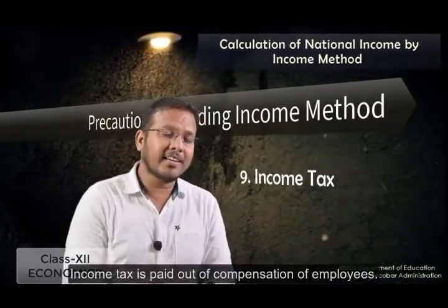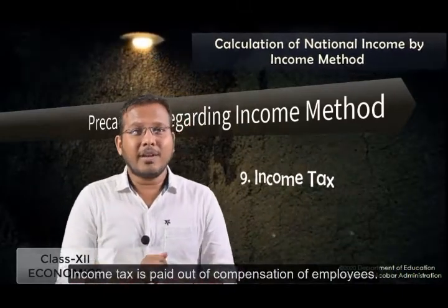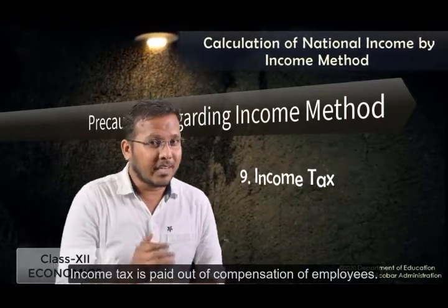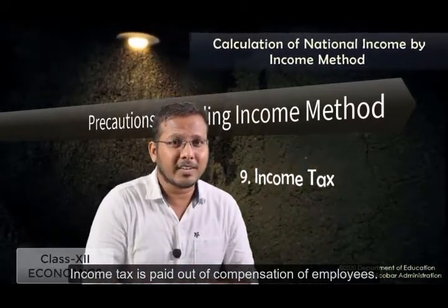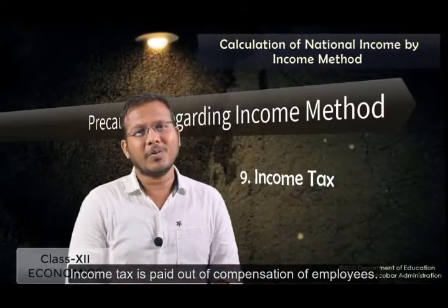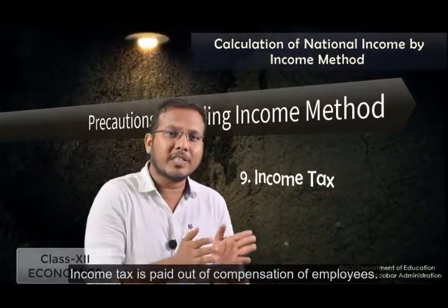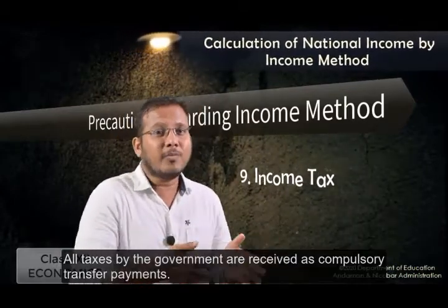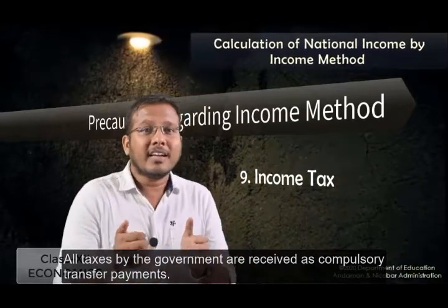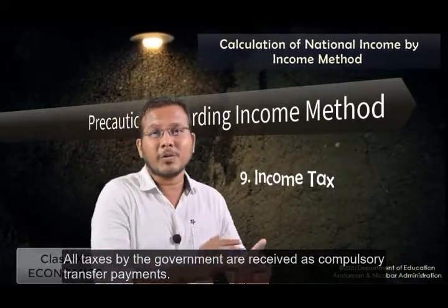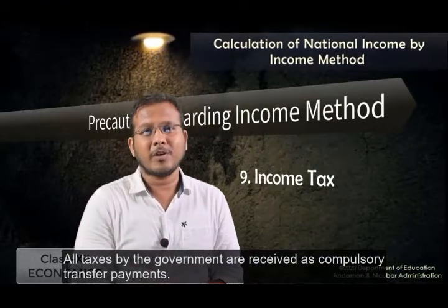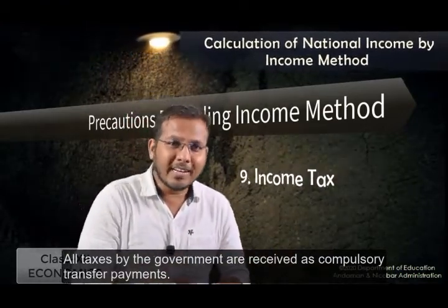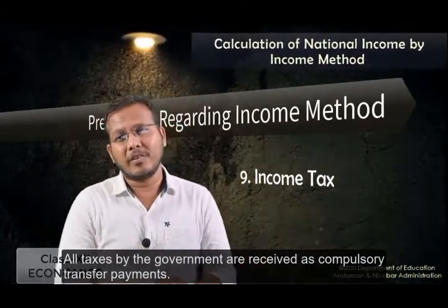So students, listen carefully. Here the income tax which is paid by people to the government will not be included. Can you say why the income tax will not be included in the national income through the income method? Because it is part of the compensation paid to the employees, and income tax or other taxes received by the government are compulsory transfer payments made by the people to the government. Because they are transfer payments, we will not include the income tax paid out of the compensation of employees.